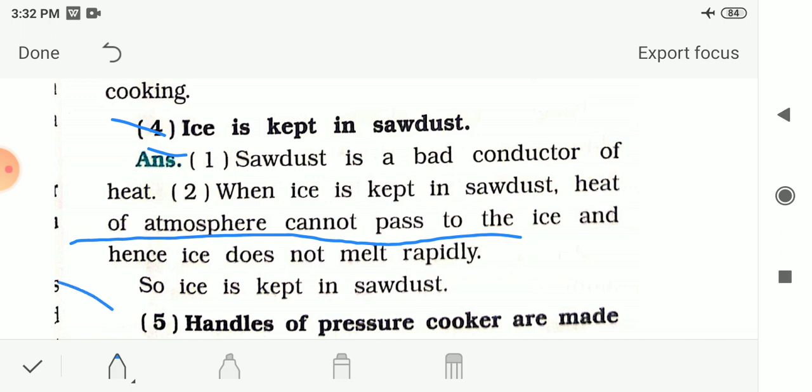We had seen that wood is a bad conductor of heat, and sawdust too is a bad conductor of heat. When we keep the ice in the sawdust, it does not allow the heat of the atmosphere to pass through it easily. So the ice kept inside the sawdust does not melt rapidly or faster. To prevent the melting of the ice, we keep the ice inside the sawdust. This is the reason why ice is kept in sawdust.